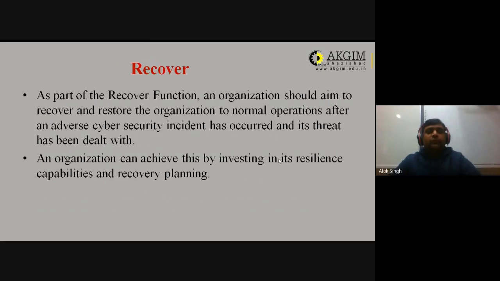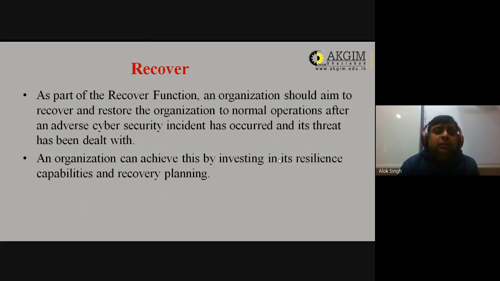Okay. Next is recover. So what is recover? As a part of the recover function, an organization should aim to recover and restore the organization to normal operation after an adverse cybersecurity incident has occurred and its threat has been dealt with. So you should prepare a recovery strategy. Basically, I have talked about disaster recovery planning and business continuity planning. If some disaster occurs, then how will you recover from that disaster?